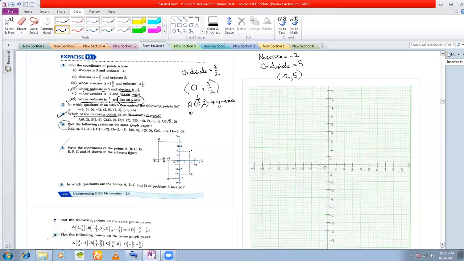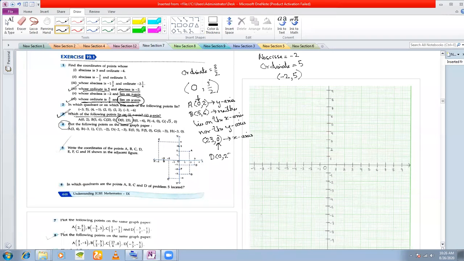Next question. B (5, 6). Neither the x coordinate nor the y coordinate is 0, so it lies neither on the x-axis nor the y-axis. Okay. Next point is C (3, 0). So in which axis does it lie? The x-axis, because the y coordinate is 0, therefore it lies on the x-axis.